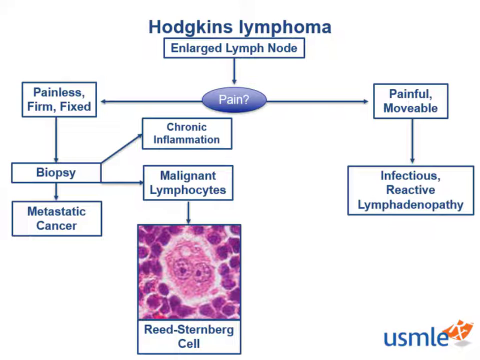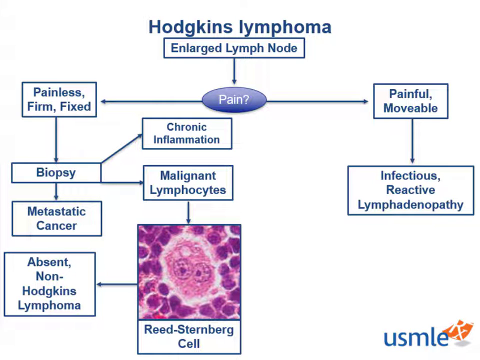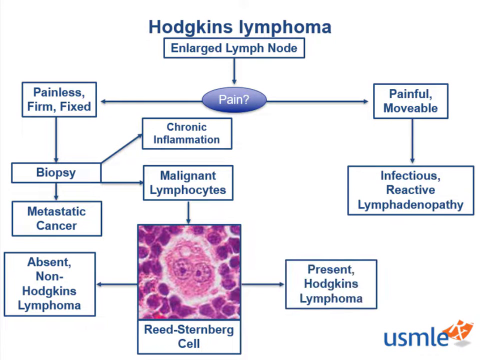If Reed-Sternberg cells are absent, then this patient has non-Hodgkin's lymphoma. Conversely, if Reed-Sternbergs are present, this patient has Hodgkin's lymphoma. This is a very high-yield discussion for examination purposes. Now, let's discuss those Reed-Sternberg cells in more detail as they cause all the features of Hodgkin's lymphoma.